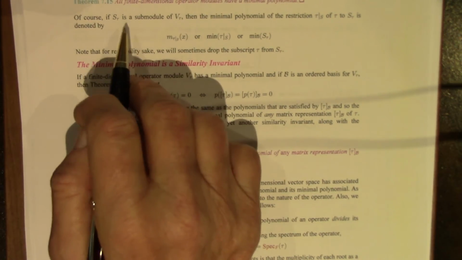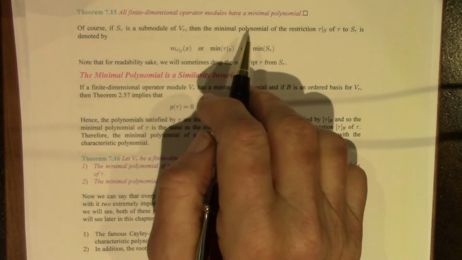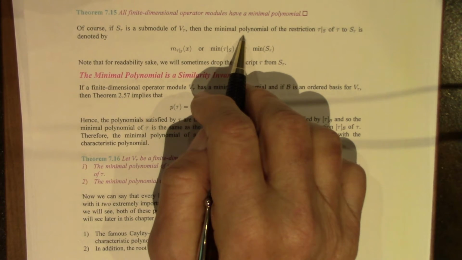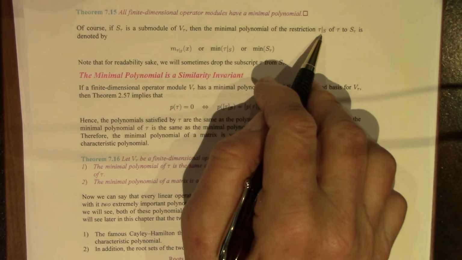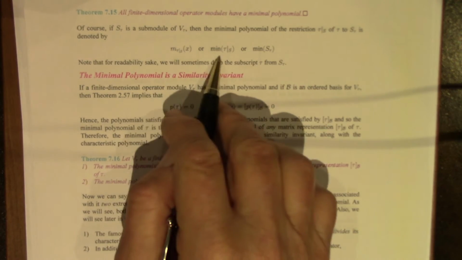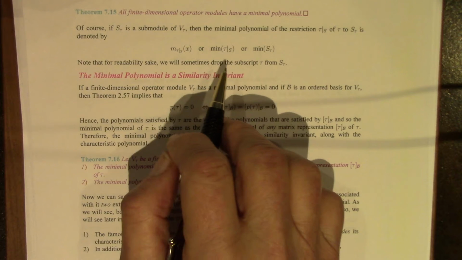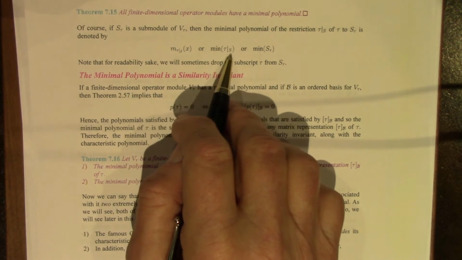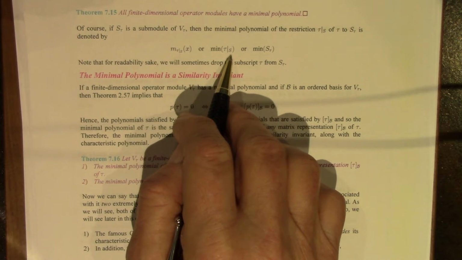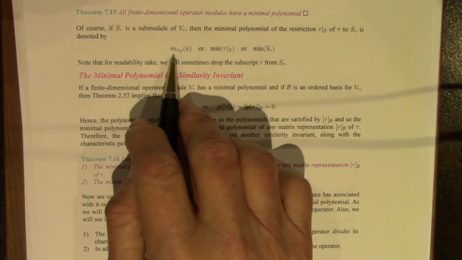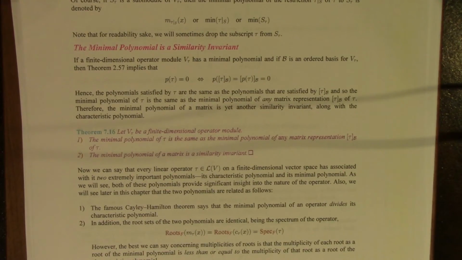Just a little tidbit here that may be useful. If S tau is a submodule of V tau, then the minimal polynomial of the restriction, tau restricted to S, will be denoted by this same type of notation. But for readability's sake, if you look here at this one, I dropped the sub tau on S because 3 levels of subscripts is kind of difficult to cope with. Had to do it here, but the less I have to do it, the easier it is to read, I think.